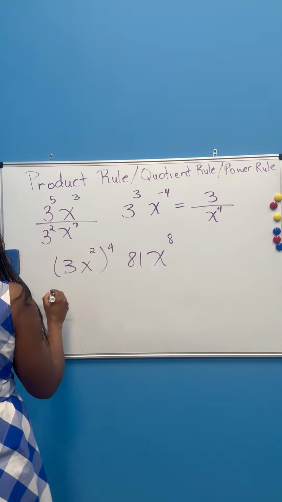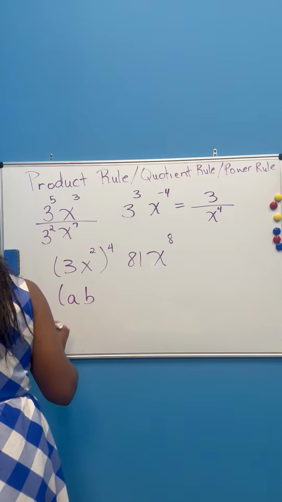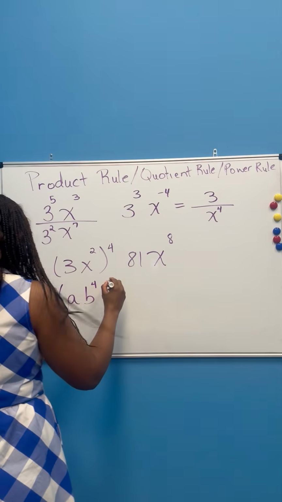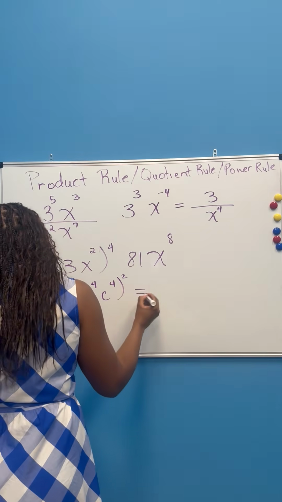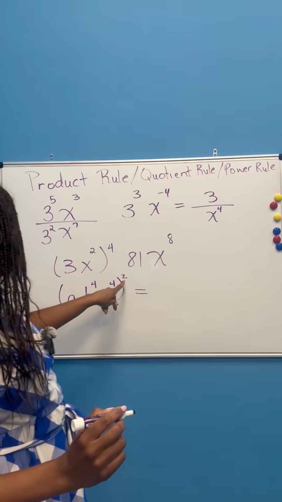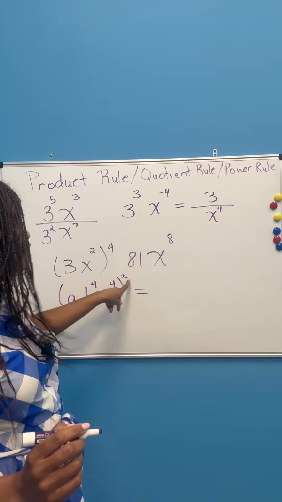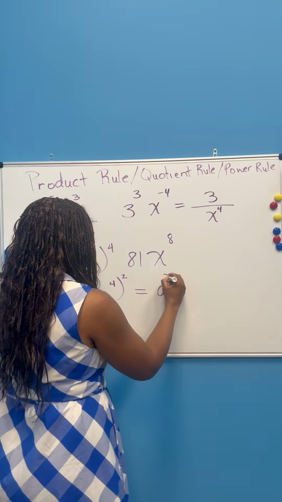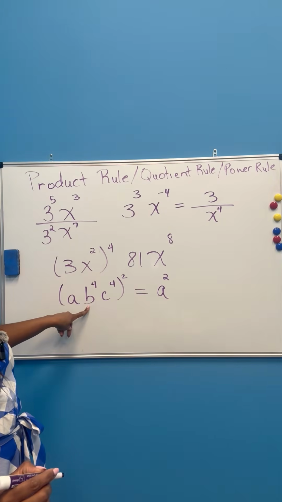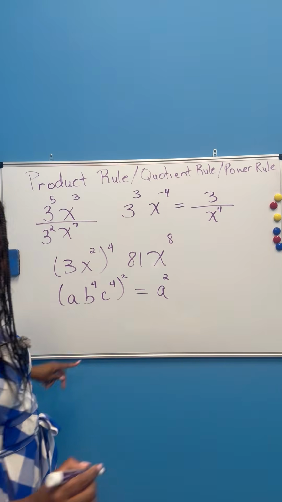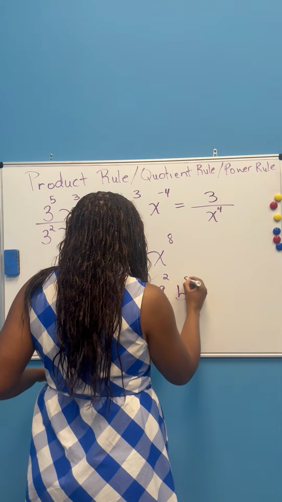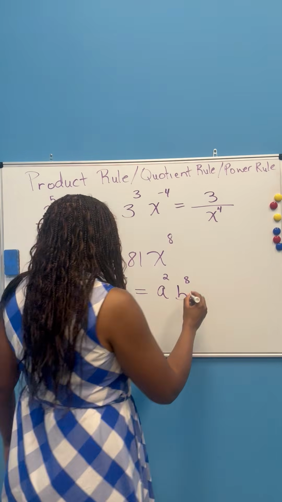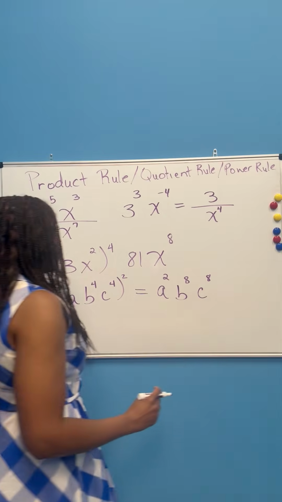All right, let's try another one that might be a little bit more challenging, only because it's a lot of letters actually. So not really. So I have a to the first power raised to the second power. Well, 1 times 2 is 2. So that's a to the second power. B to the fourth power raised to the second power, and that is b to the eighth power. C to the fourth power, oh, well, same thing again. That's going to be c to the 8th power.